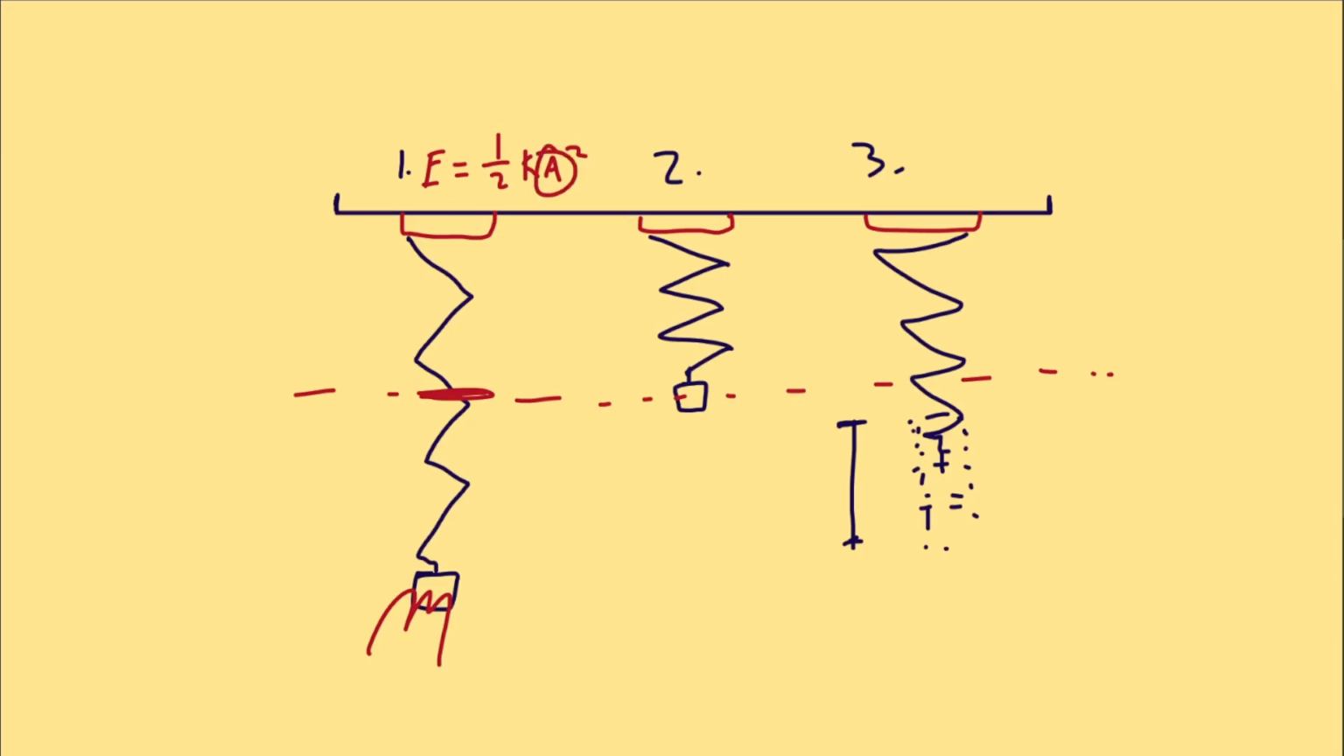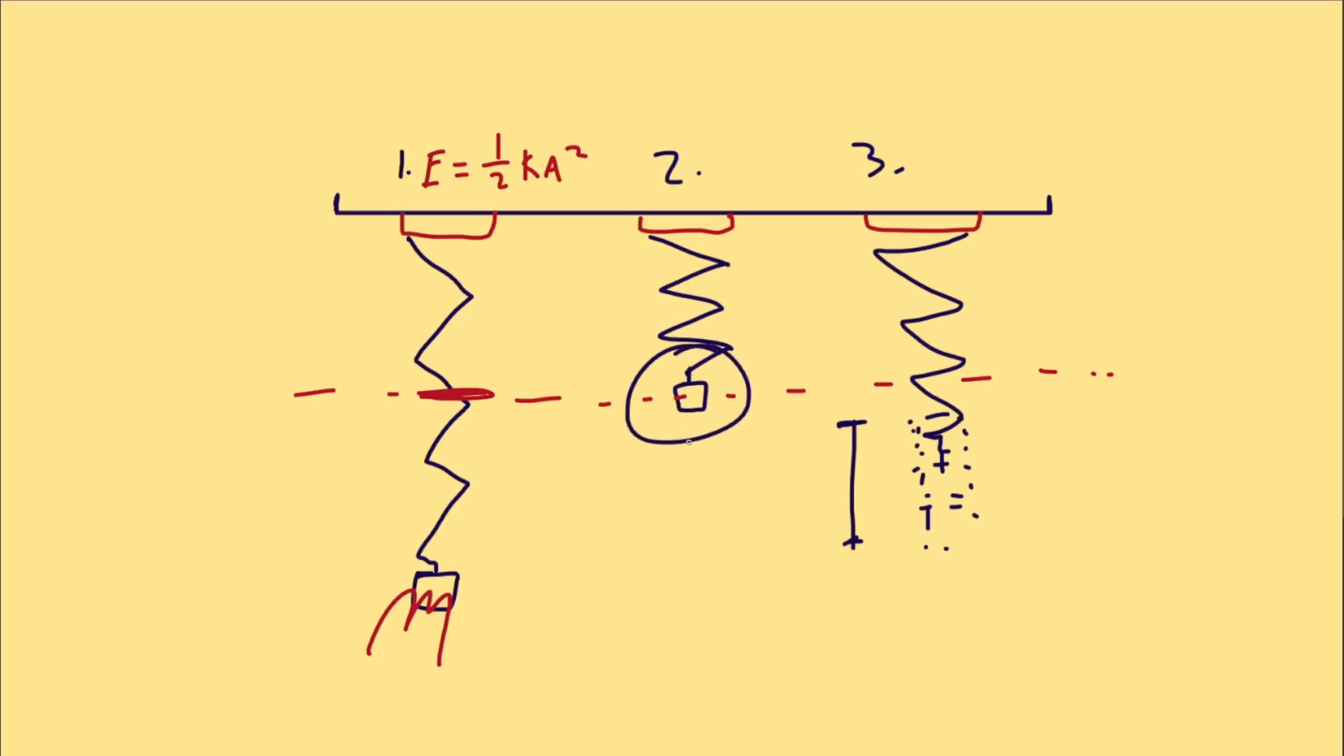Why kA squared, not kx squared, like the formula we discussed? A is the amplitude. And when your distance is the amplitude, that's the maximum potential energy. So that's the total energy in the system.